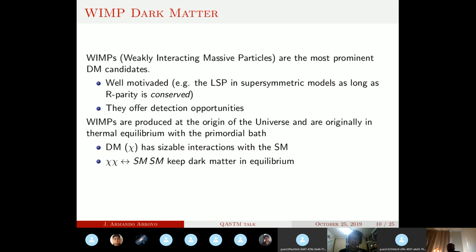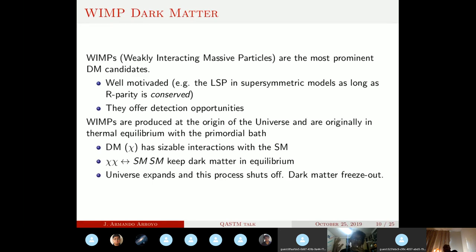So, like I was saying, the equilibrium is kept by these conversions of dark matter into standard model particles. Usually these are 2-to-2 processes, at least in the WIMP case. These conversions, at certain temperatures, are what keep everything in equilibrium. But of course, we know that the universe expands, which also means it is cooling down, and this process shuts down, because eventually these conversions are not going to be efficient. This produces the drop out of equilibrium, and the dark matter density freezes or almost freezes in time, keeping a constant value.